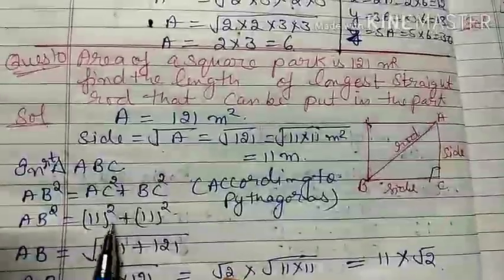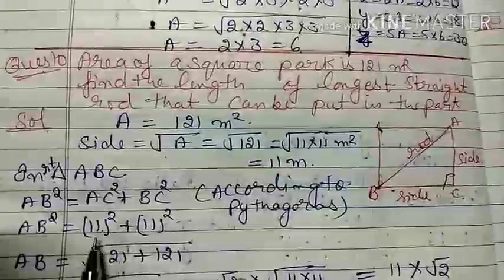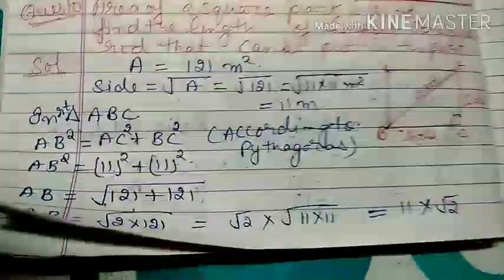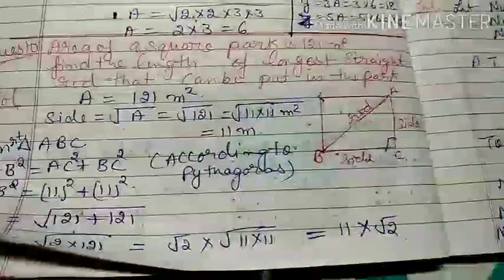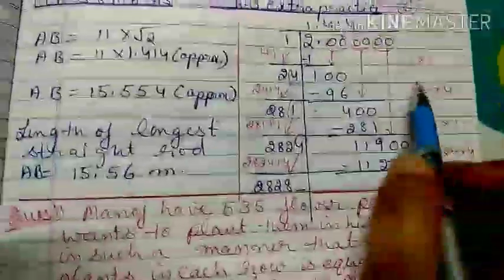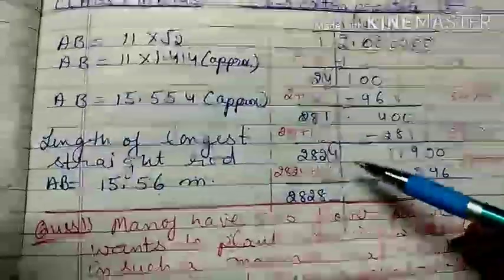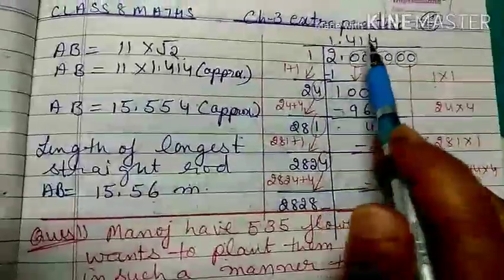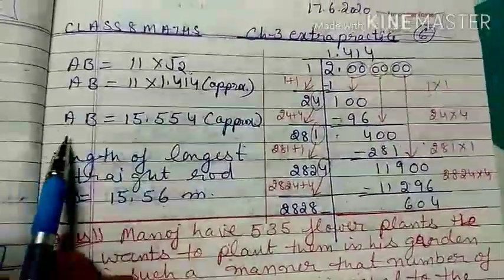Now according to the Pythagoras theorem, hypotenuse square is base square plus perpendicular square. AC is perpendicular, BC is base. So here we just place the value. We got each side value is 11 square, and 11 square gives me 121, 2 into 121, and square root of 121 we already found, that is 11 multiplied by square root of 2. Now you have to only find the square root of 2. When you go with the square root of 2 by long division method, that gives you 1.414.